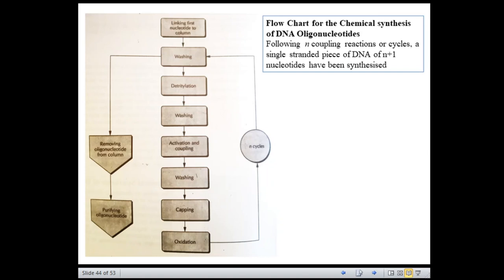The solid phase synthesis, that is the attachment of the growing DNA strand to a solid support, that is solid phase synthesis. So that is used so that all the reactions can be conducted in one reaction column or vessel.